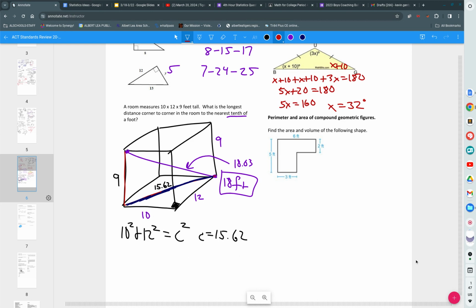So if we know x is 32, is that our final answer? We plug it back in, we get a 42, we get a 42, and we get a 96. What if we wanted to check our answer? What would we do? Add them all together. Add them all up, make sure that they add to 180.